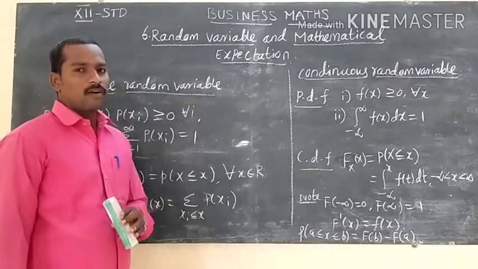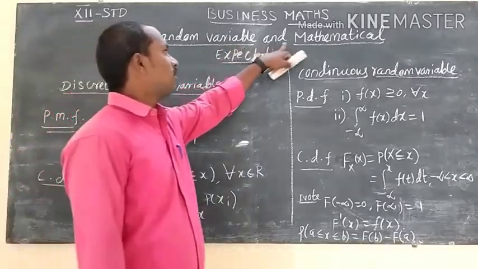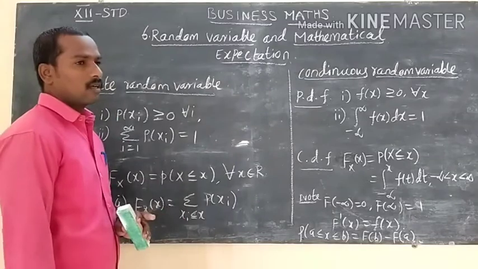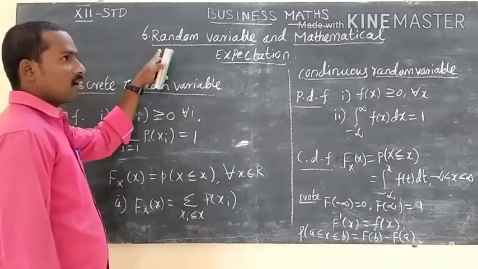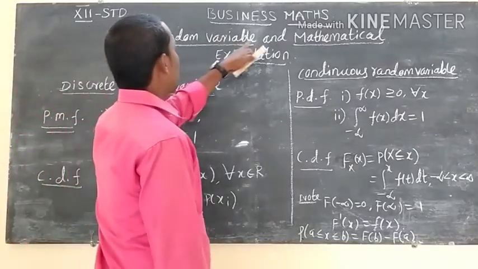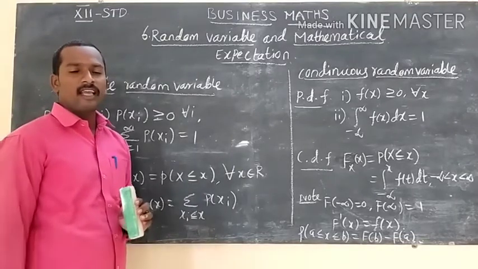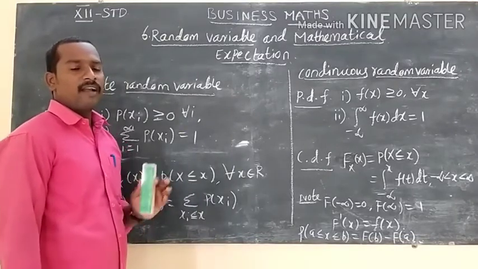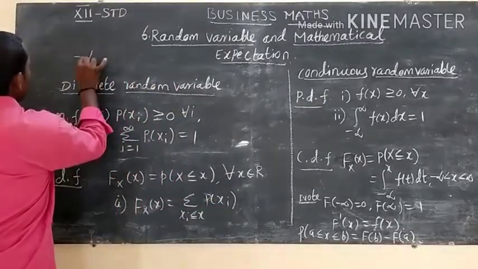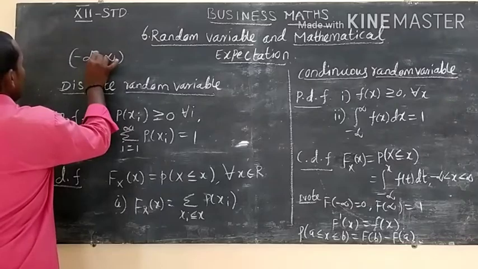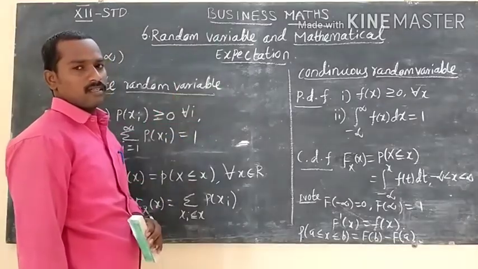In this class we are going to see about the 6th chapter, random variable and mathematical expectation. Especially in this class we are going to see about the random variable. What is a random variable? A random variable is a real value function defined on the sample space S in the interval minus infinity to plus infinity. It is only defined on this interval. It is a real value function.